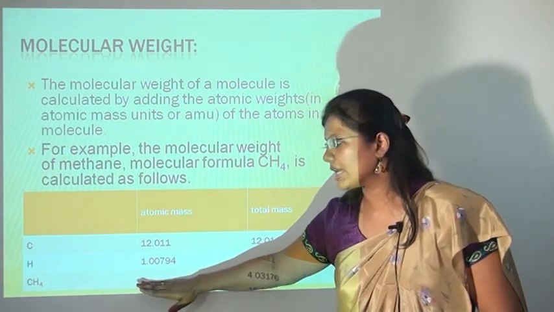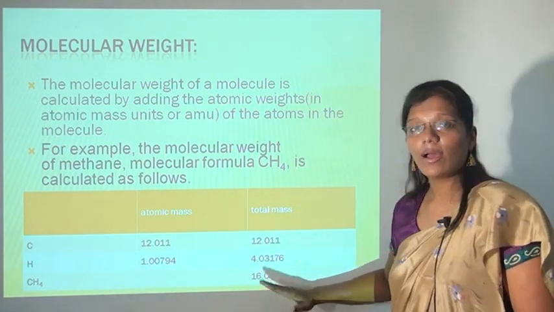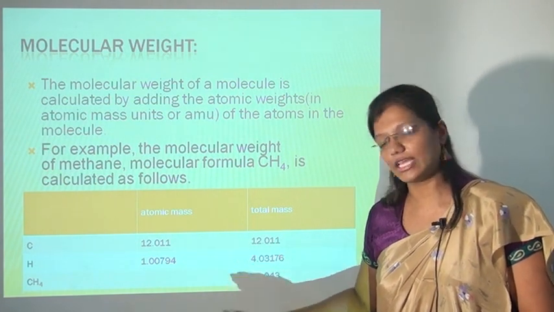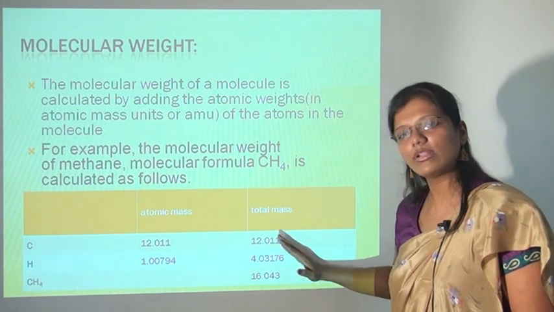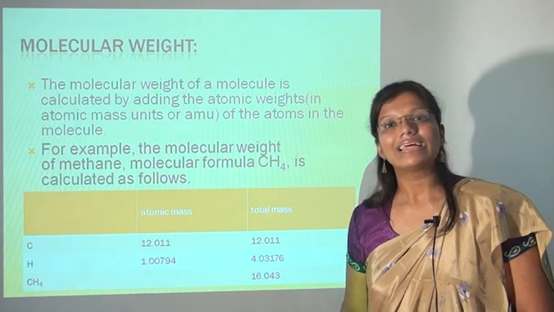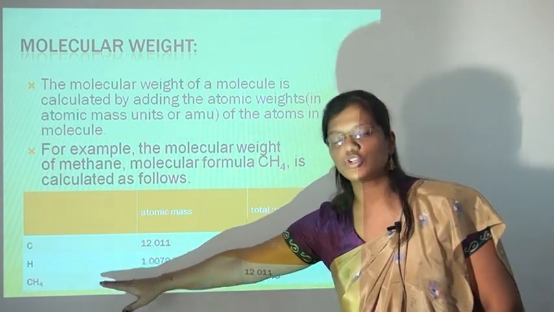4.03176 here. So for CH4, the molecule methane, the total molecular weight is the sum of all these atomic weights, that is 16.043. This is known as the molecular weight of your CH4, your methane.